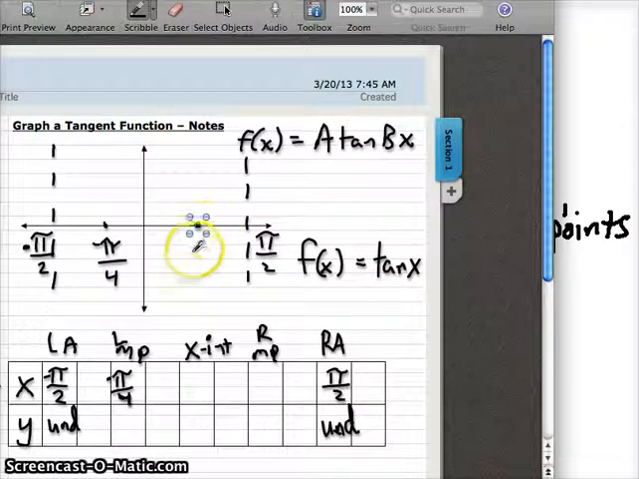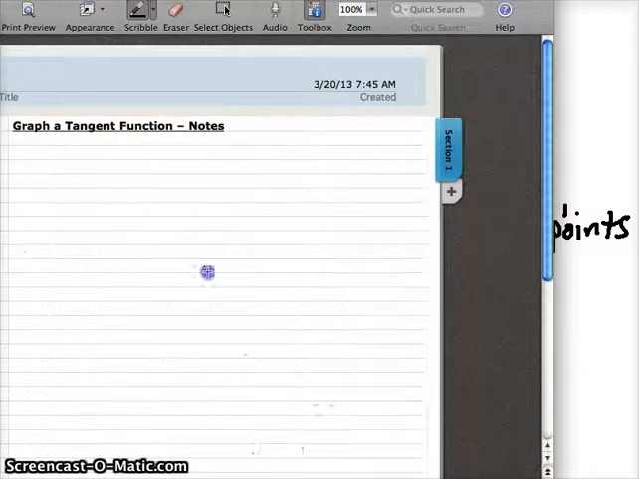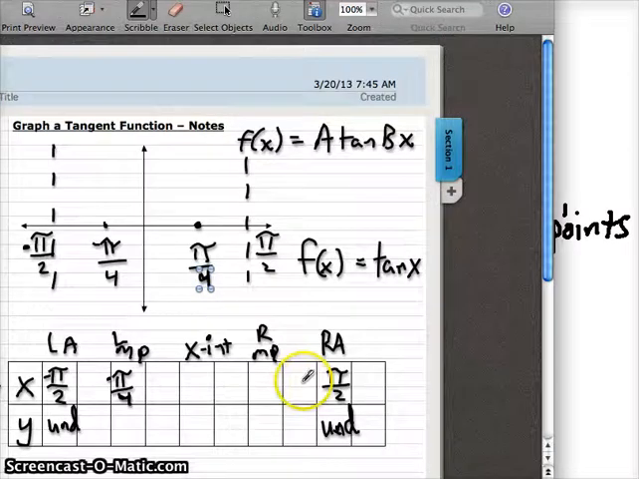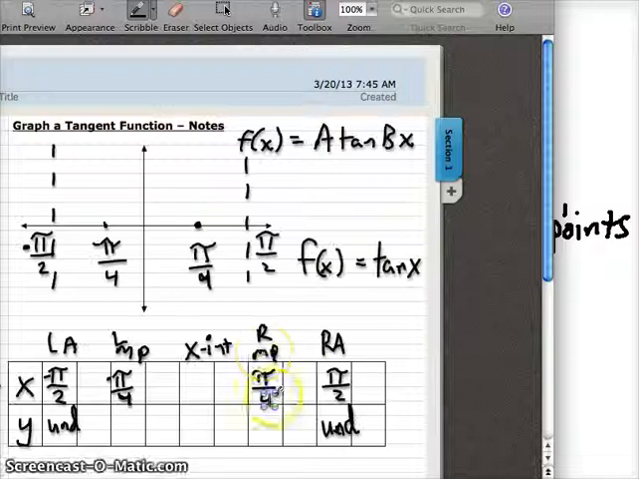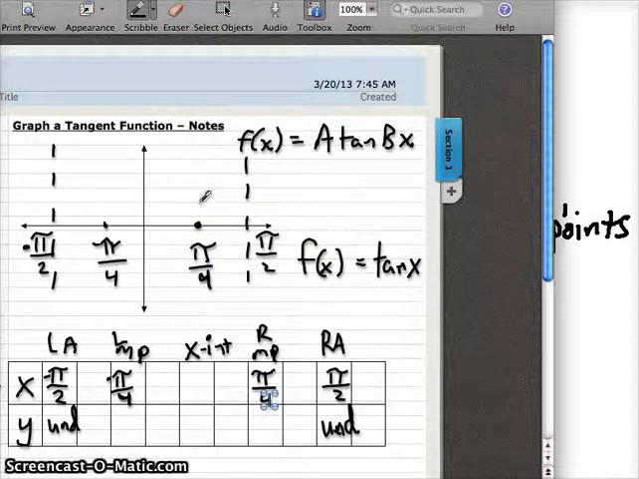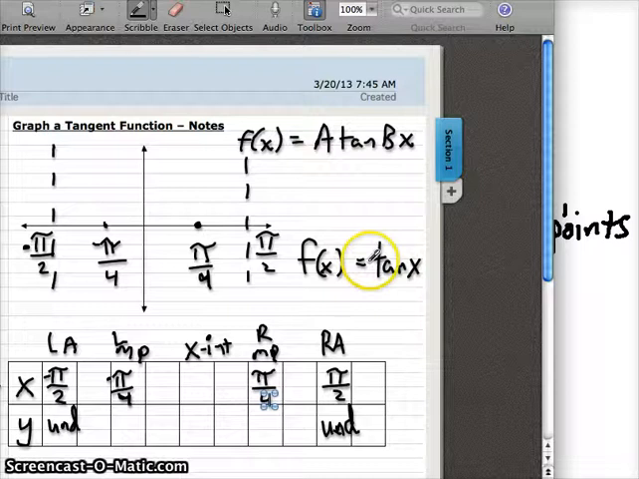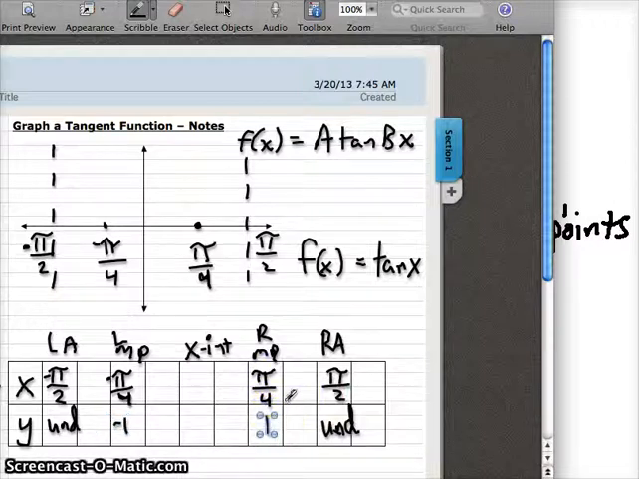Over here, my midpoint is going to be positive pi over 4. And the y value, or the output, is always going to be my a value. So you could plug this in and find the tangent of negative pi over 4 and the tangent of pi over 4, but it will always just give you this a value as your output anyways. So it's a good little shortcut, whatever the a value is. So the a value in this function is implied to be 1. So that's going to be negative 1 on the left side, positive 1 on the right side.